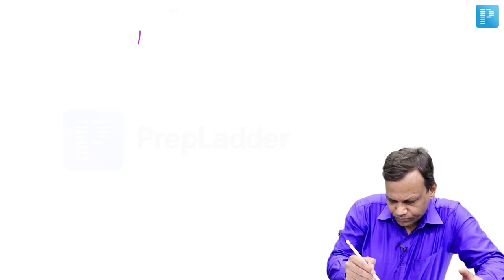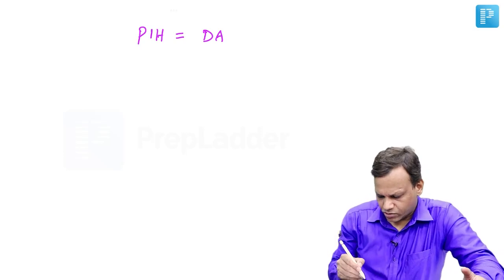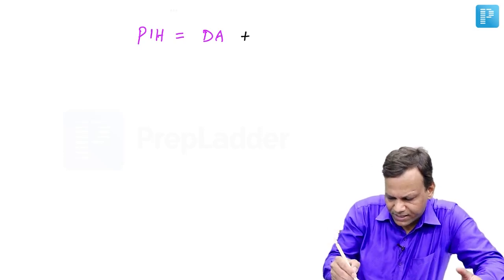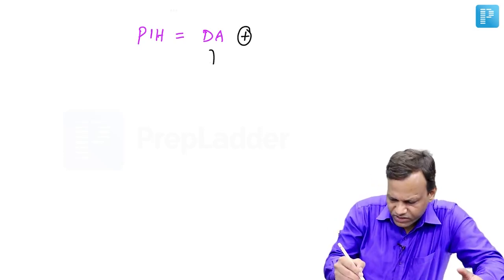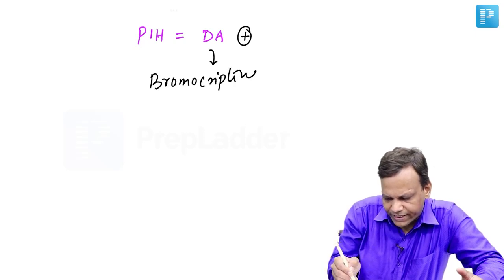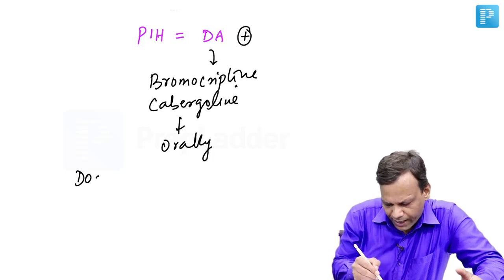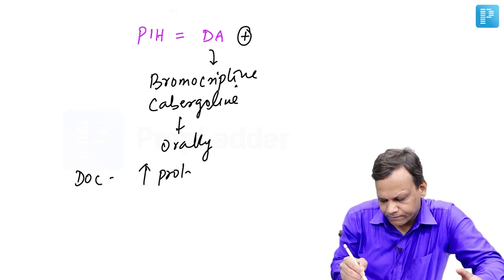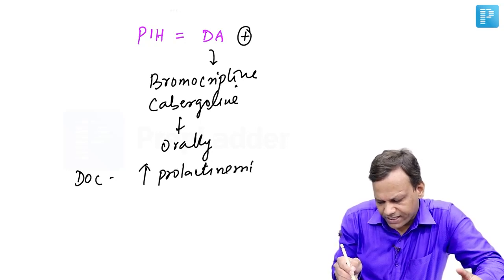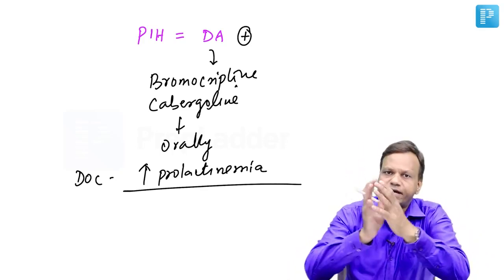Then the third important hormone in the anterior pituitary is prolactin inhibiting hormone, and this is nothing but dopamine. So when we stimulate the dopamine receptors, we will decrease prolactin, and the drugs which stimulate dopamine receptors are bromocriptine and cabergoline like drugs. They can be given orally, and they are drug of choice for hyperprolactinemia.